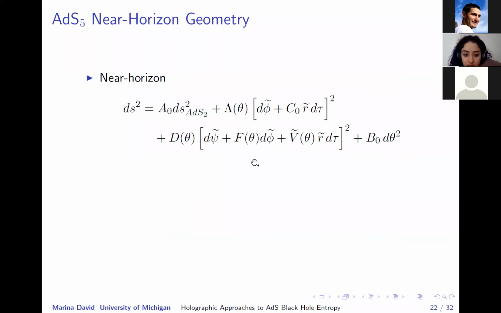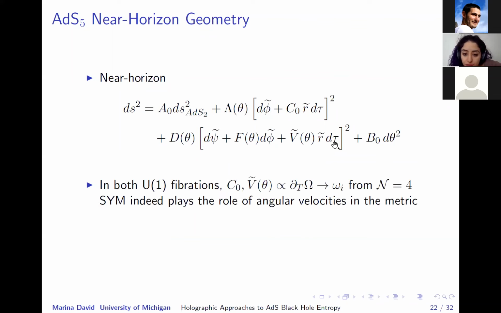And so the near horizon takes this form. It has an AdS2 factor, and it has two circles fibered over the AdS2 because you have this RDT. B0 and C0 are some constants, but F, V, D and lambda are some functions of theta.